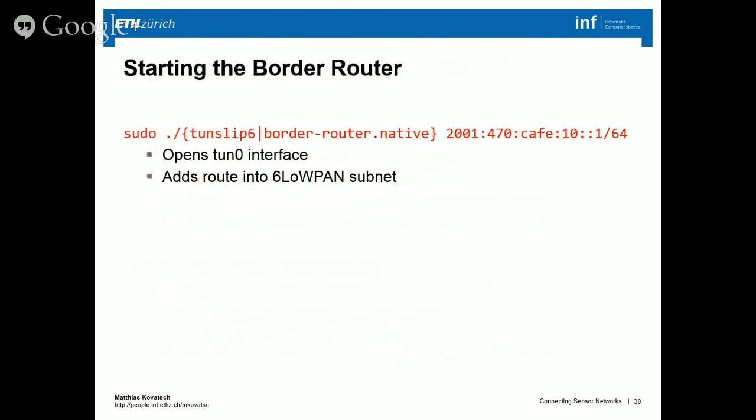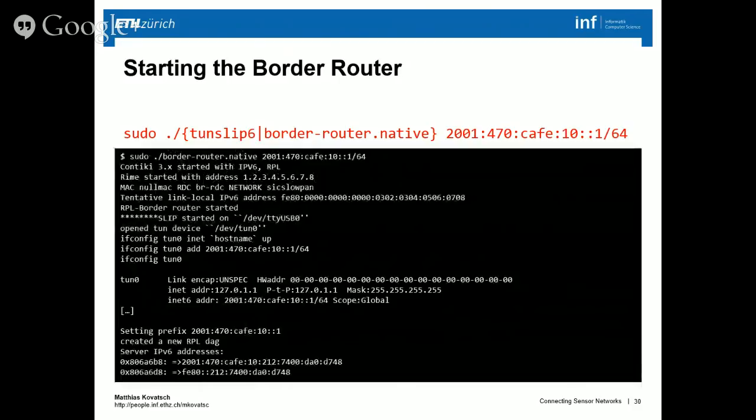Okay, now we have most of it in place. Now we just start the border router, which you do with sudo, and then whatever you chose, the tunslip6 or the border-router.native that will fall out of the other project. You give it the address it should use, which also defines a prefix for your 6LoWPAN. So here, see again this cafe::1/64 I picked as an example for the 6LoWPAN. And that call will also open a tun0 interface that you can use for routing. And it actually automatically adds the routes to forward packets that are addressed with this prefix to the 6LoWPAN network.